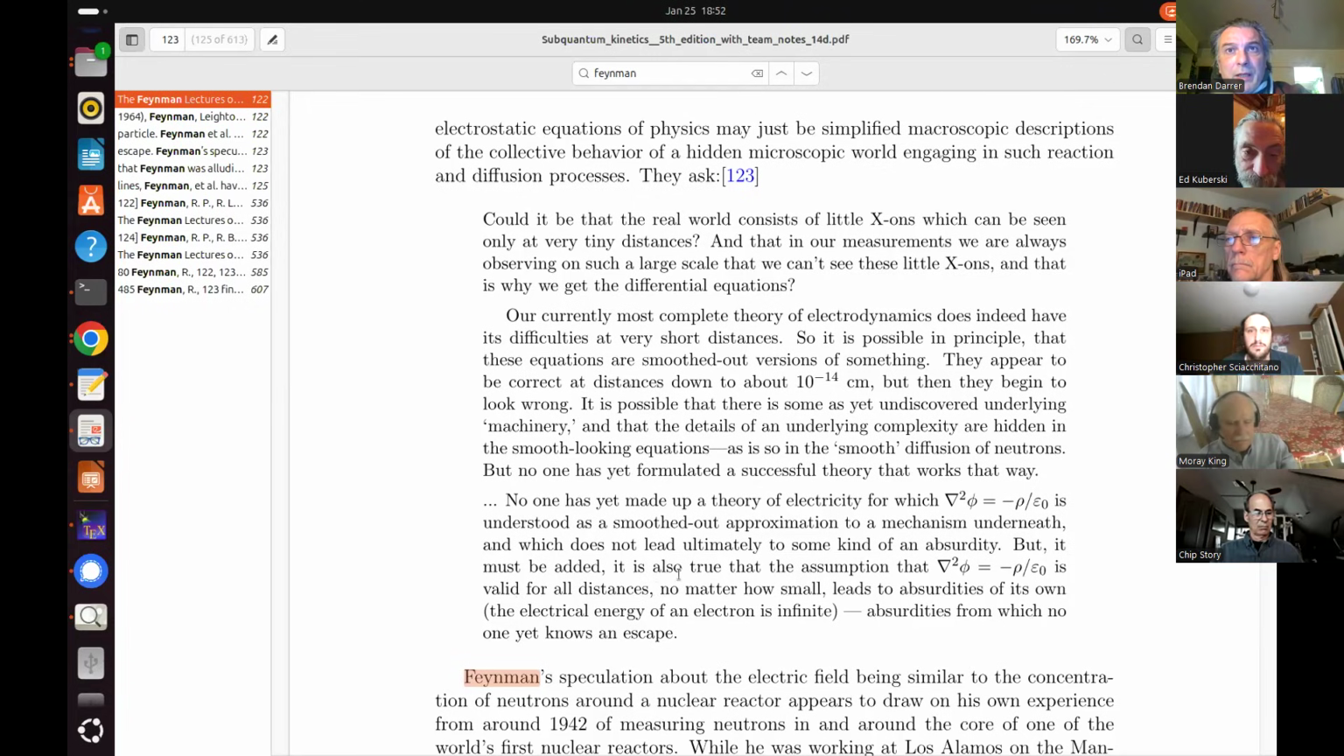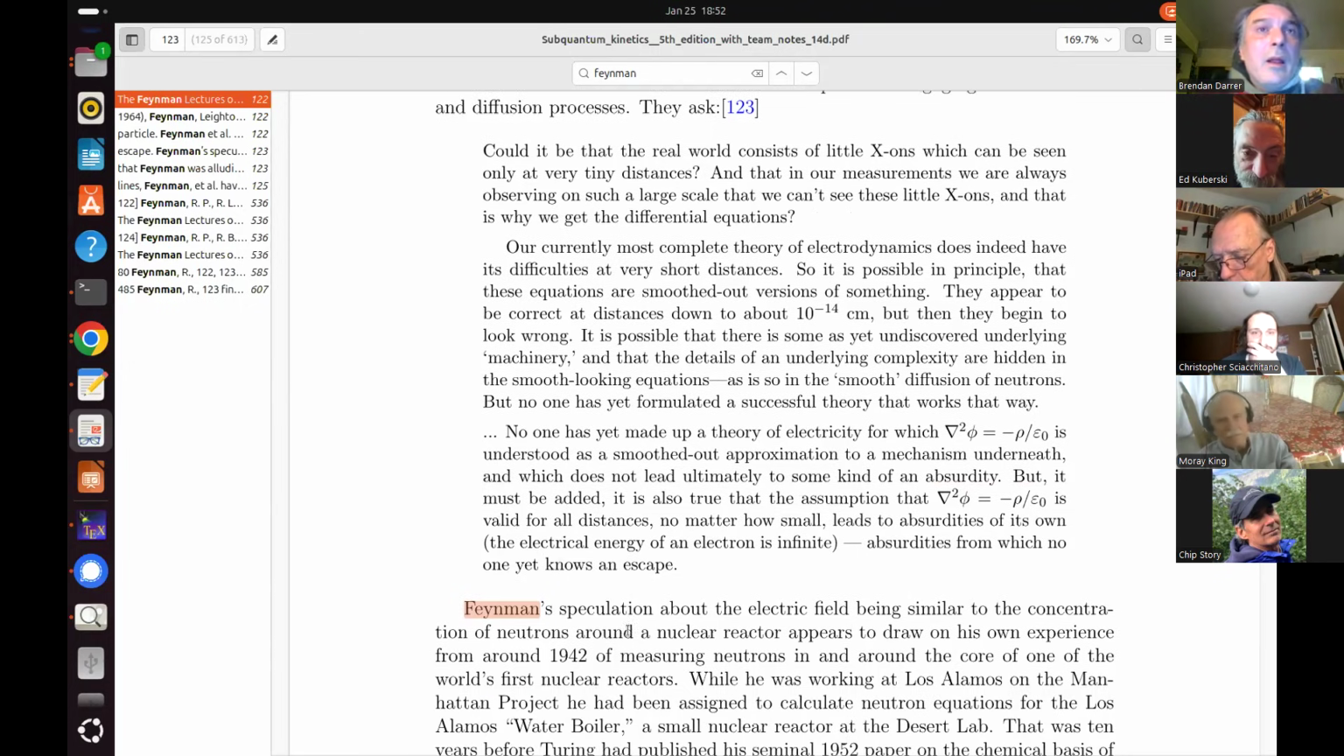no matter how small, leads to absurdities of its own. The electrical energy of an electron is infinite. Absurdities from which no one yet knows an escape. So this is Paul Lovelet speaking.